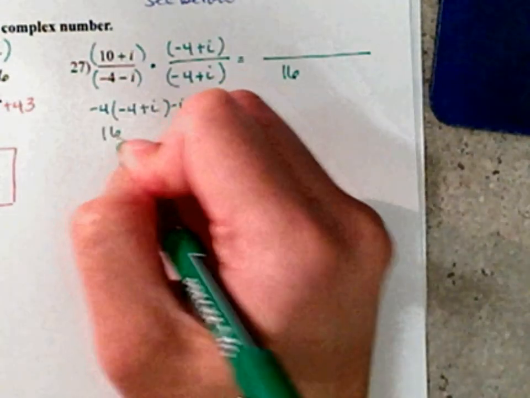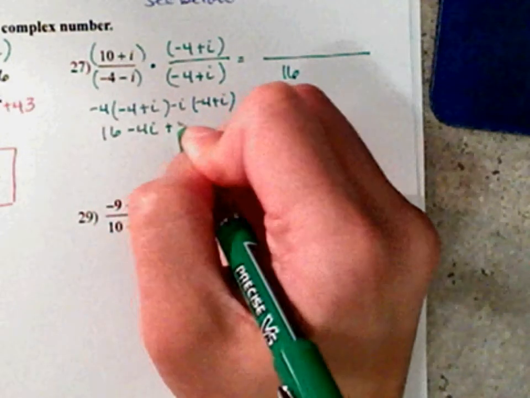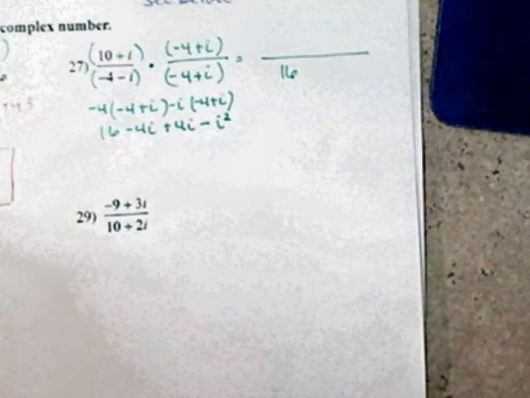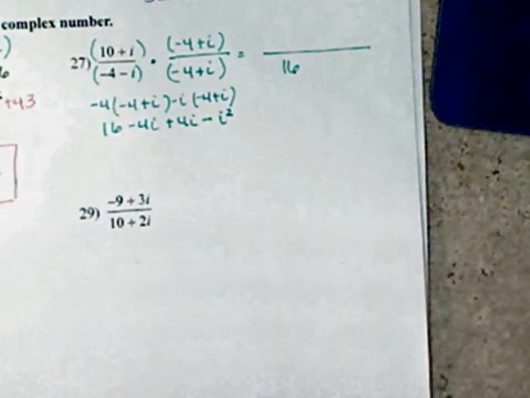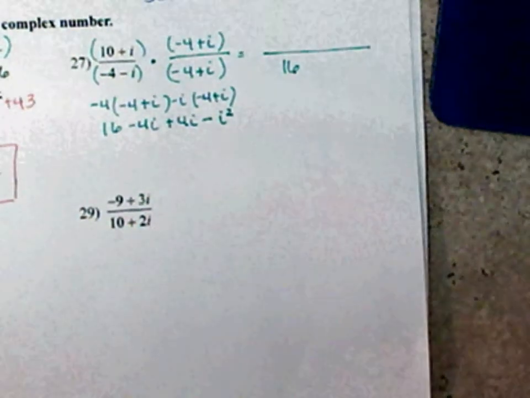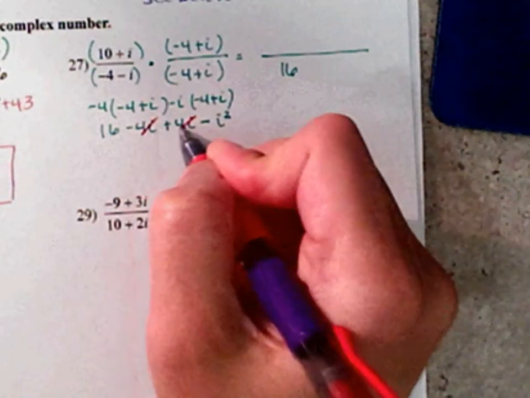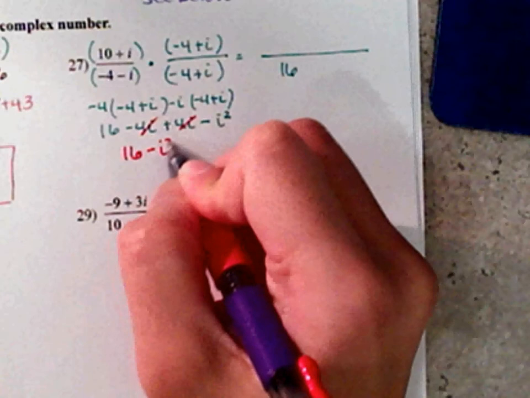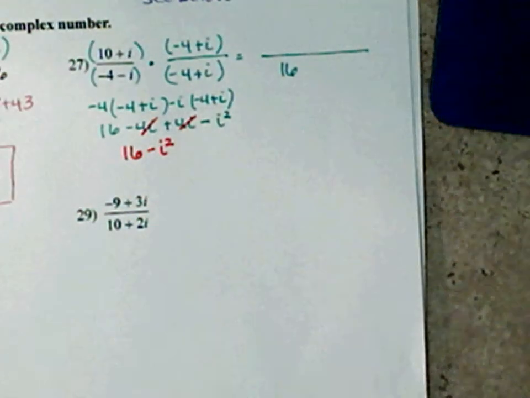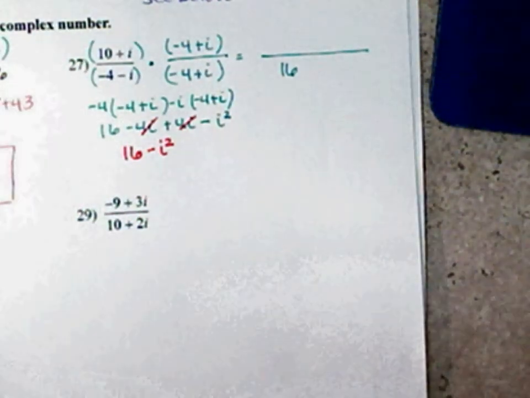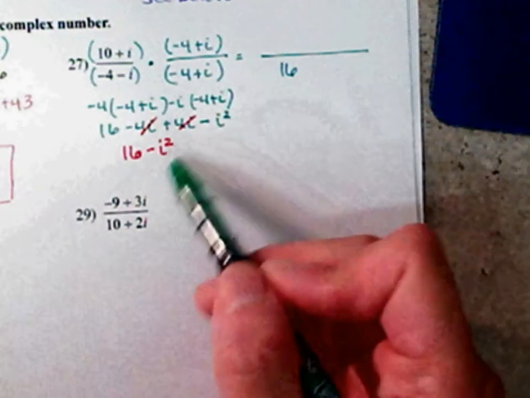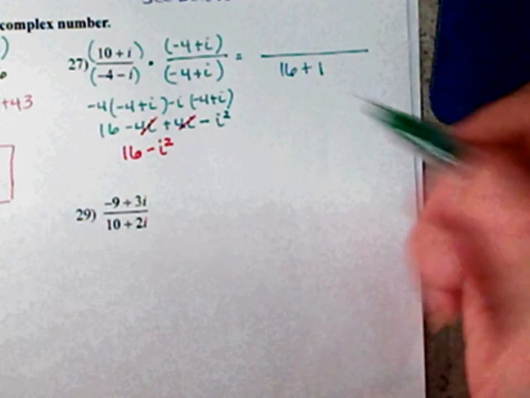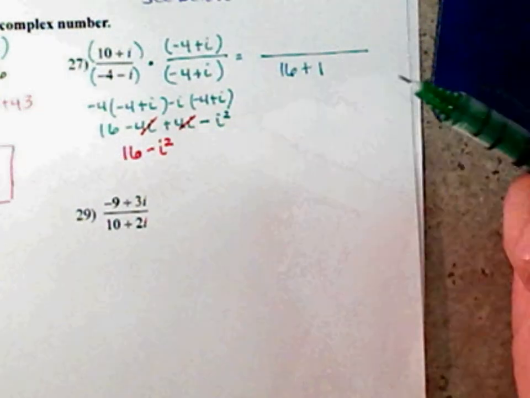So you got 16 minus 4I plus 4I minus I squared. Now, this is what I wanted you guys to notice. Do you notice how these two cancel out? Okay? So all you have left is 16 minus I squared. And what is I squared the same thing as? Negative 1. So what's negative 1 times negative 1 makes this a positive 1. So you will see how that middle term cancels out every single time.